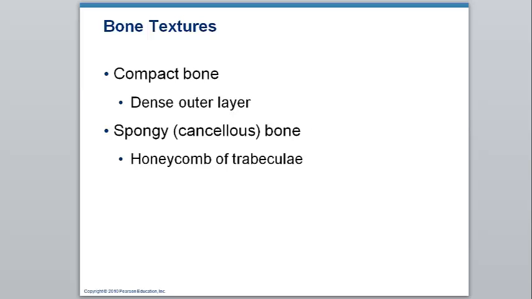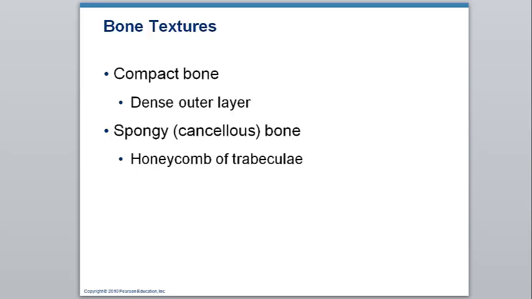Moving on: textures. This is the second type of classification I was talking about. Based on the bone texture, you have two types of bone in your body. One is the compact bone and the other one is the spongy cancellous bone. Compact bone is a dense outer layer, and spongy cancellous bone inside is a honeycomb structure, kind of like trabeculae, we call it. The compact bone is the strongest structure or bone texture that you have.